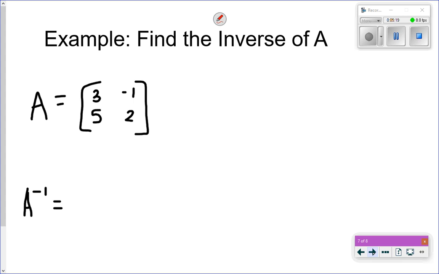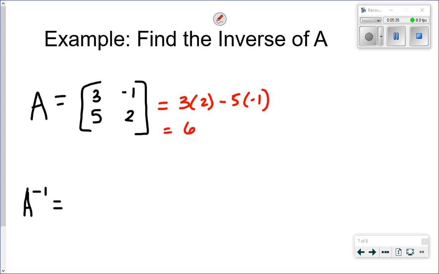All right, last example. I have matrix 3, negative 1, 5, 2. I need to find the inverse of this matrix, so I'm going to start by finding the determinant. So 3 times 2 minus 5 times negative 1. 3 times 2 is 6. Negative 5 times negative 1 is positive 5. 6 plus 5 is 11.